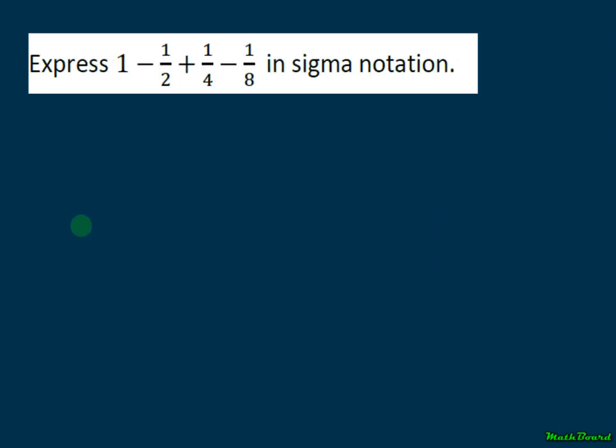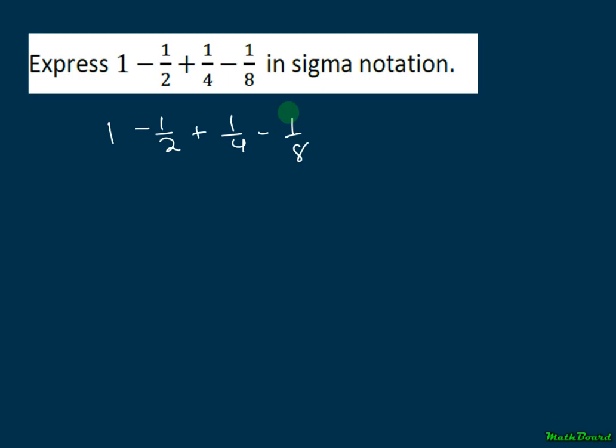Express 1 minus 1 half plus 1/4 minus 1/8 in sigma notation. If we write it again, 1 minus 1 half plus 1/4 minus 1/8. As you can see, the signs are alternating. And if it is alternating, we need to multiply the expression in the sigma notation by negative 1 raised to i plus 1 when it starts with a positive.